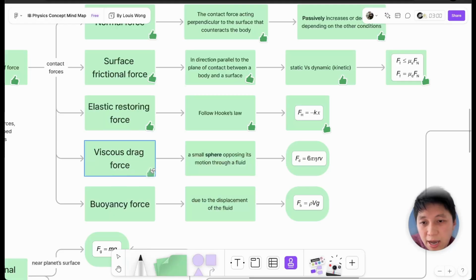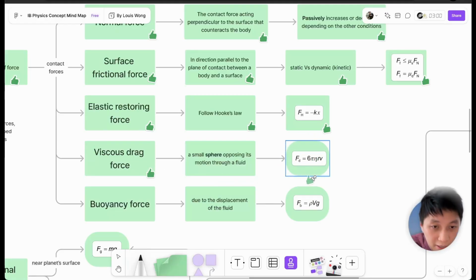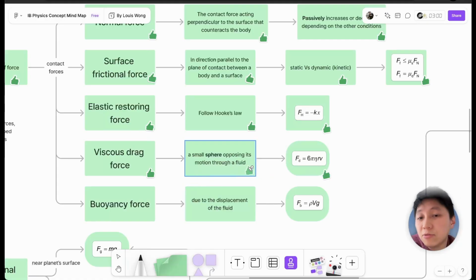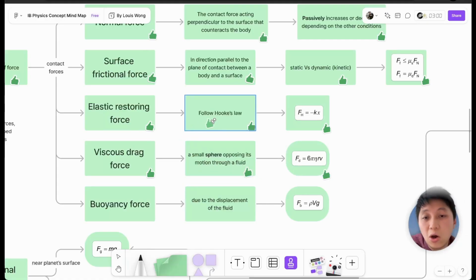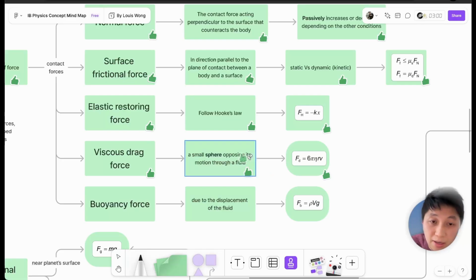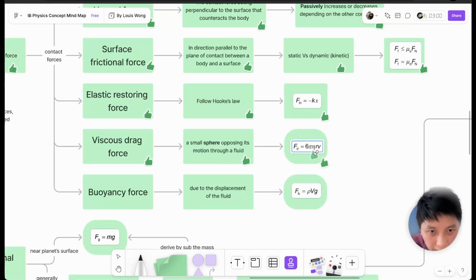And then we have also got the viscous drag force. There's an equation describing it. One thing that you may overlook is that it only applies for a small sphere. It has to be a sphere. That's why there's an R in it. R represents the radius of the sphere. The symbol that you may find quite unfamiliar here is the viscosity.